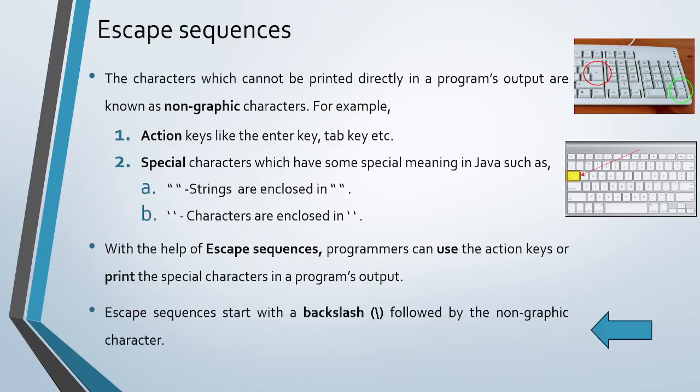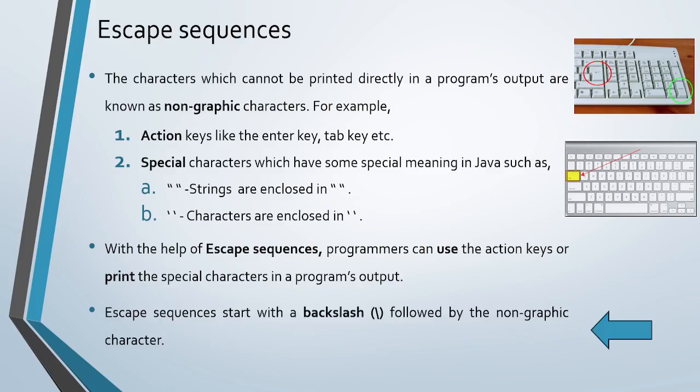And second type, the special characters which are used in Java compiler. For example, double quotes, which we have seen. Strings are enclosed in double quotes. They have special meaning, so they cannot be printed. Single quotes, and so on and so forth. But with the help of escape sequences, programmers can use the action keys in the output or print the special characters. Now, escape sequences start with a backslash.